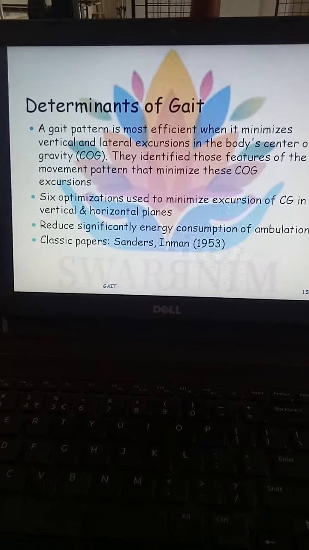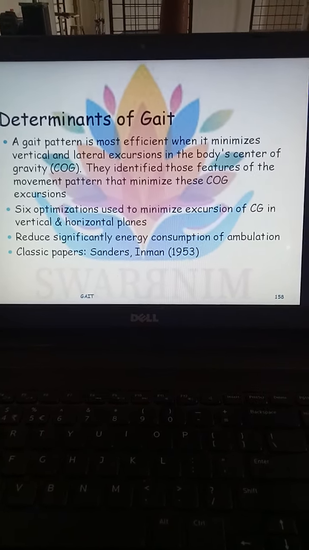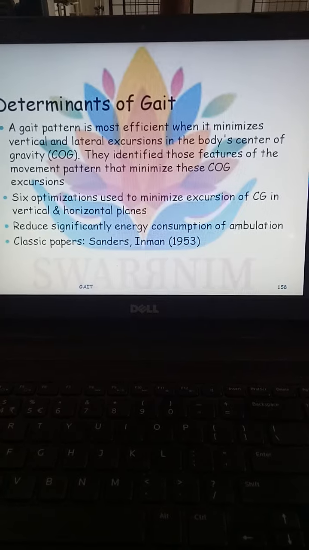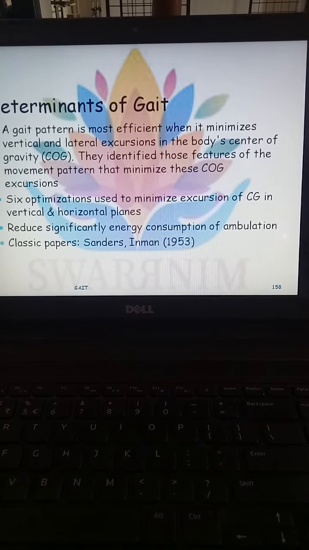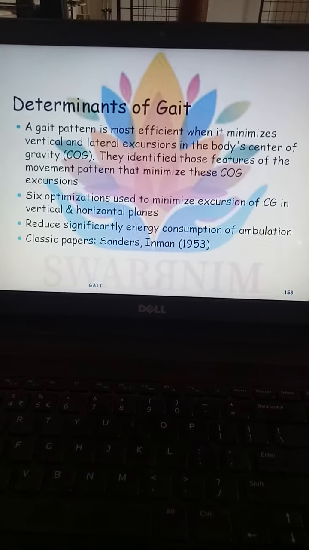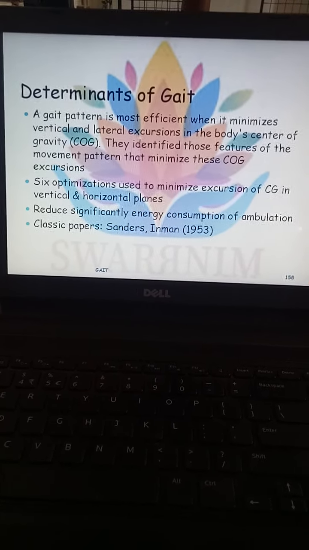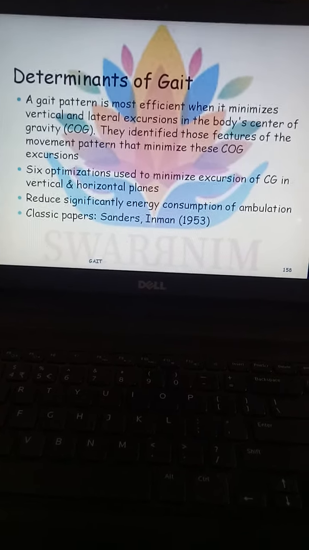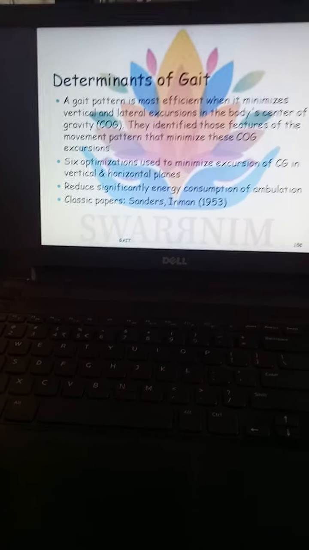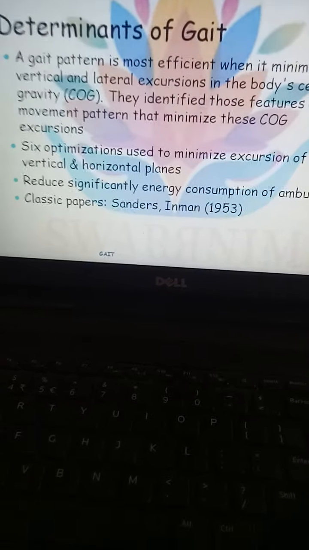Today we will talk about the determinants of gait. Whenever we are going to examine the gait, the walking pattern of the patient or that particular person, what do we have to assess and examine in that pattern of walking? How will you examine and assess the walking of the patient? What do we have to take care of in that examination?